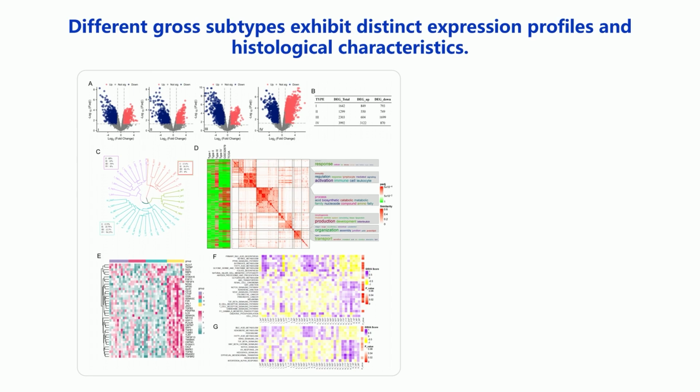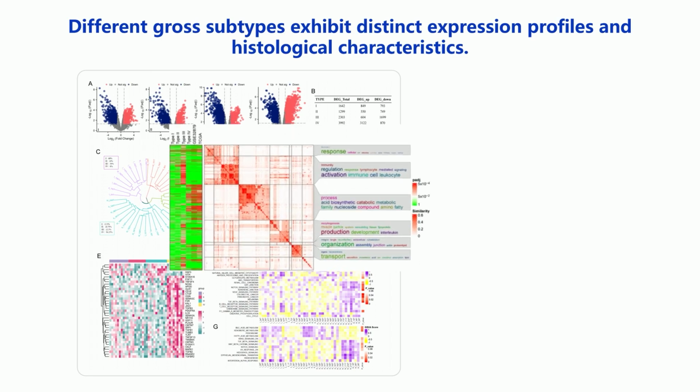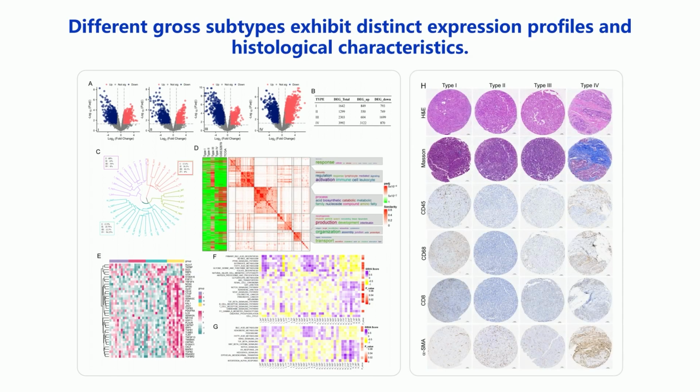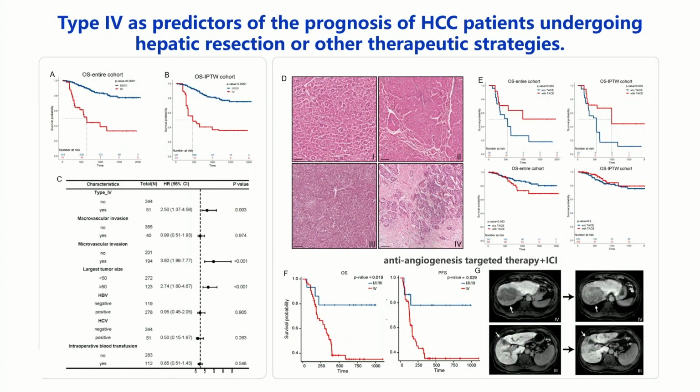Type 4, but not the other 3 types of HCC, displayed downregulated pathways similar to those observed in intrahepatic cholangiocarcinoma. Histologically, type 4 HCCs showed a greater abundance of stroma than other subtypes. Next, type 4 was identified as an independent risk factor for HCC following hepatectomy. Type 4 showed increased angiogenesis and immune score.